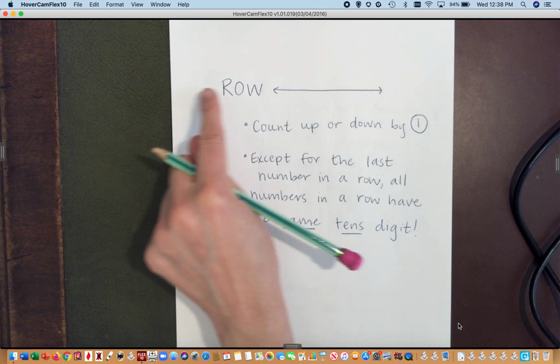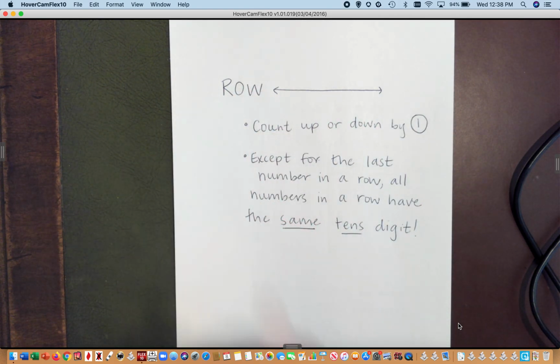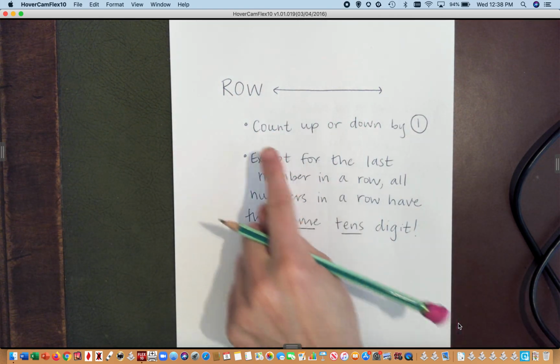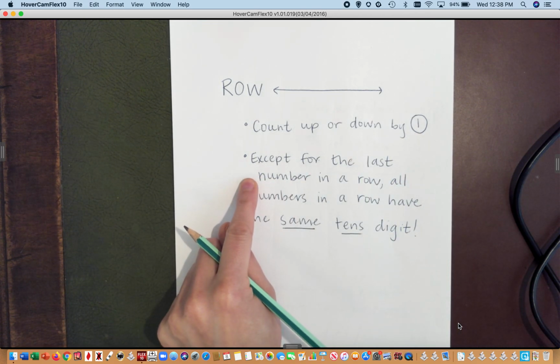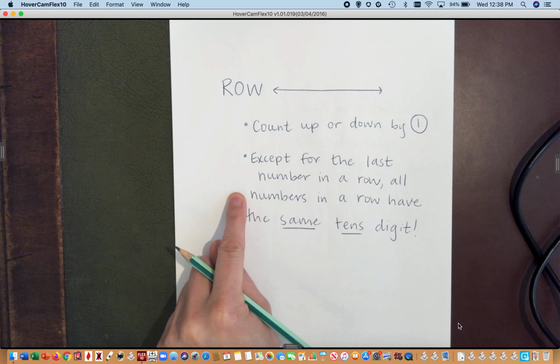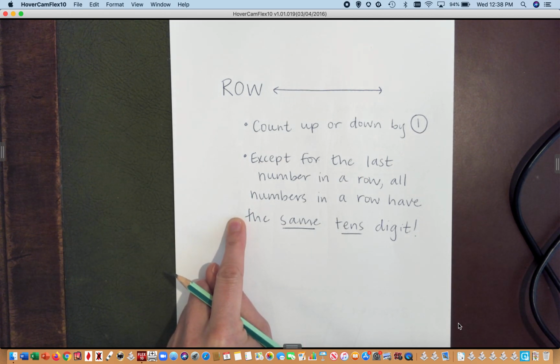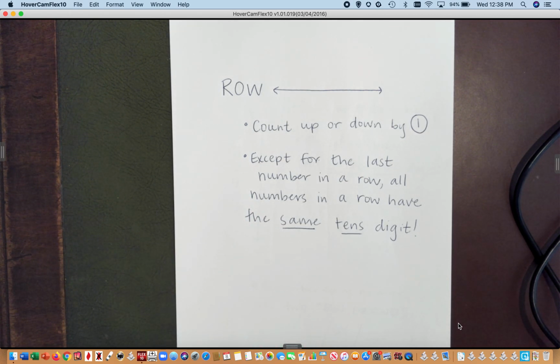Do that with me. Row. When you're counting in a row, you count up or down by 1. And except for the last number in a row, all of the numbers in a row have the same tens digit. So let's look back at our number grid again.